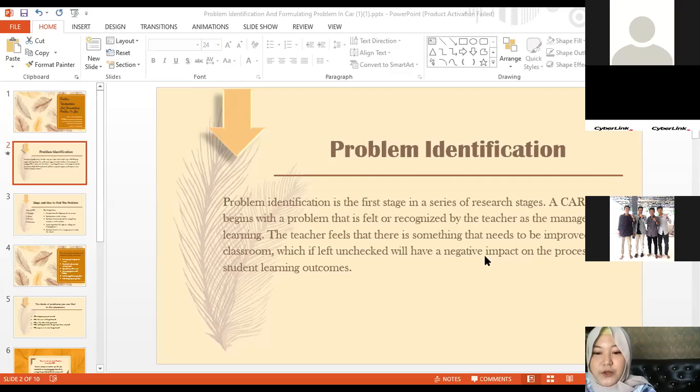You can come up with other examples from your own experience managing the learning process. The problem that is felt by the teacher may still be vague, so the teacher needs to reflect so that the problem becomes clearer. Reflection will be explained in the next slide.